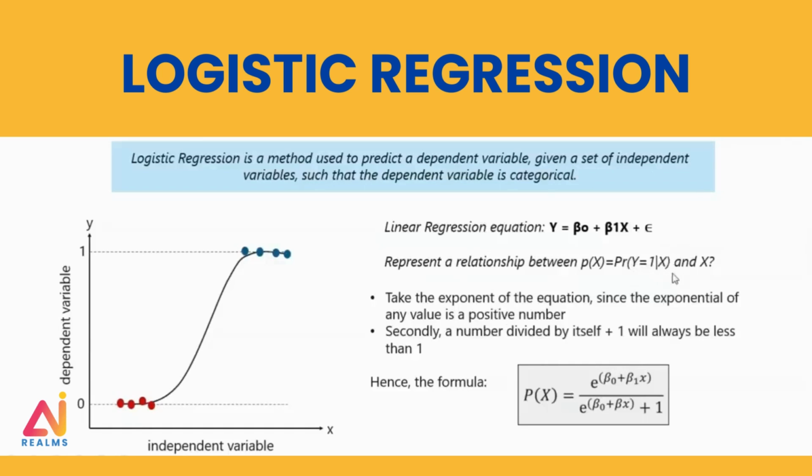Now, if you wanted to calculate the probability using the linear regression model, then the probability will look something like p of x equal to beta naught plus beta 1 into x, right? P of x is nothing but your probability of getting y equal to 1 given some value of x. So the logistic regression equation is derived from the same equation, except we need to make a few alterations because the output is only categorical.